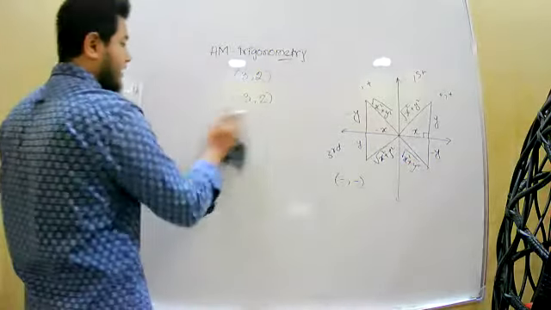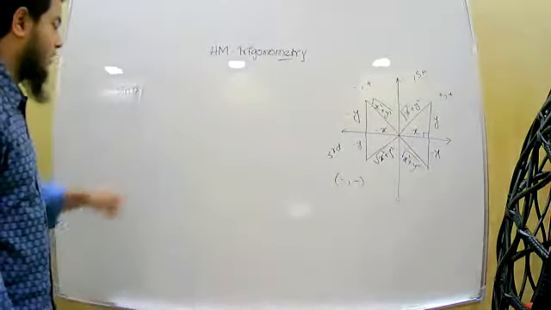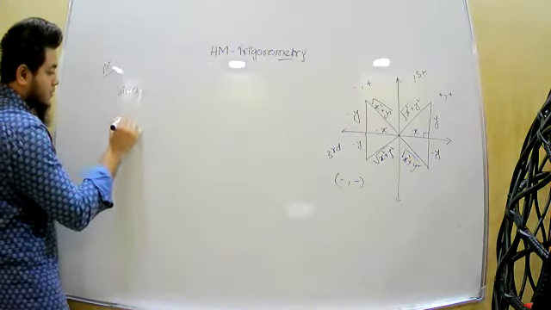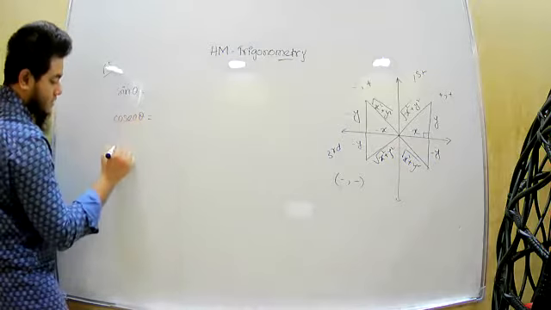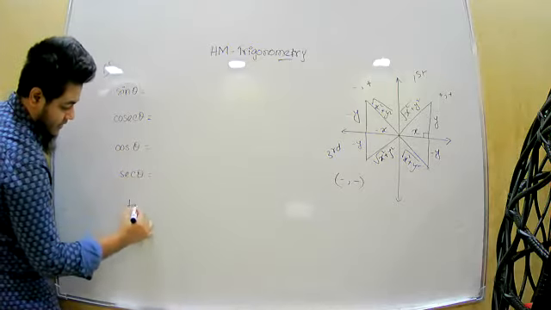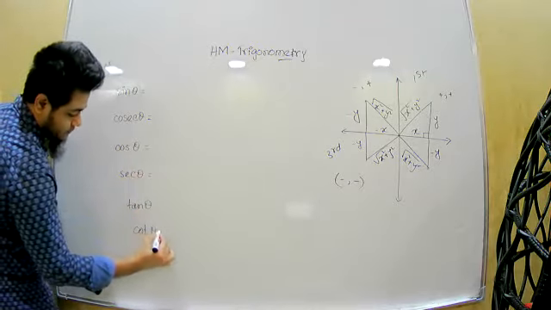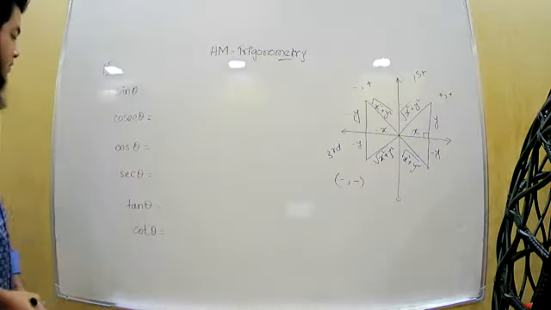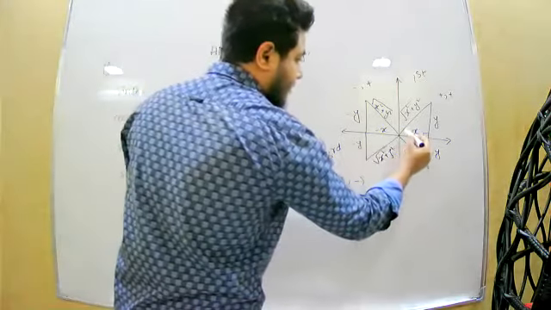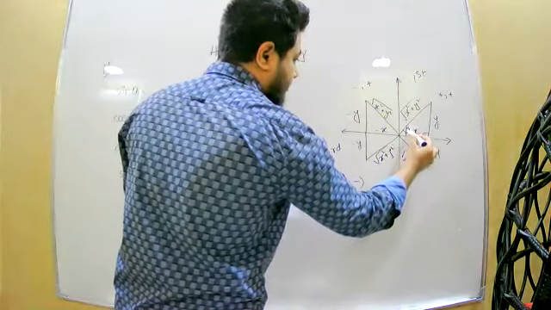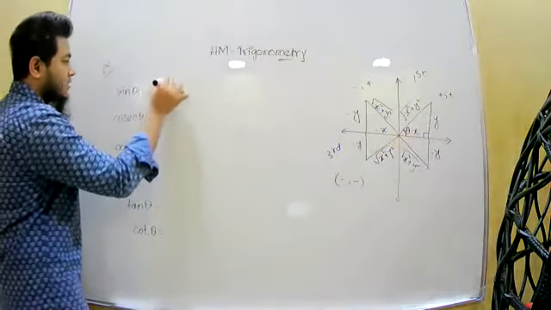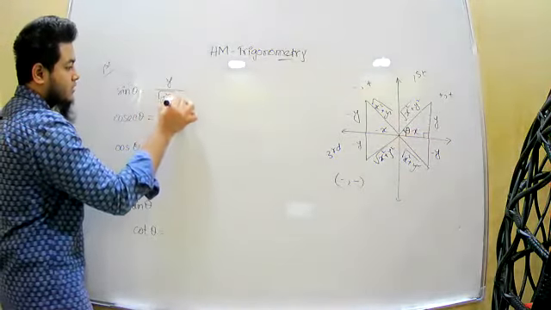Now, if I want to find out all the trigonometric ratios, let us say for first quadrant, I want to find out all the trigonometric ratio. Sine, cosec, cos, sec, and cot. Okay, so let us try to understand this one. Now sine, for the first quadrant, if you consider this angle as theta, then oppo by hypo, so it will be y by root over x square plus y square.